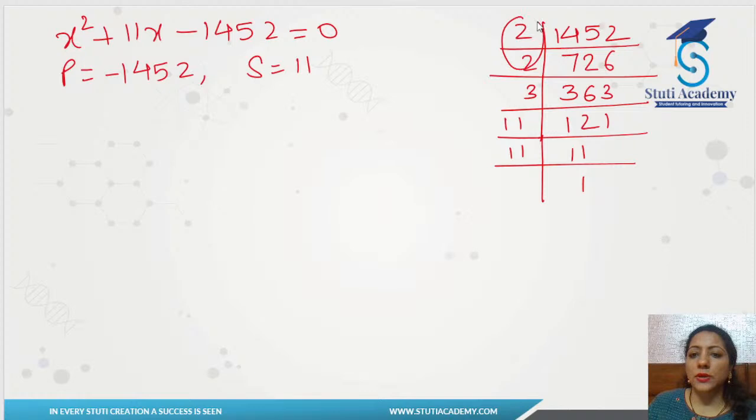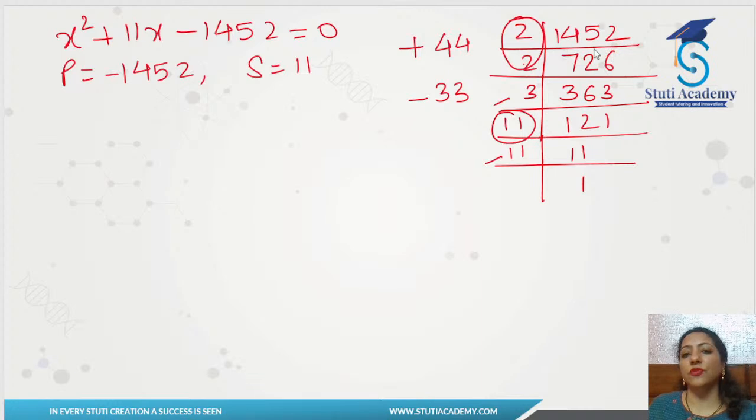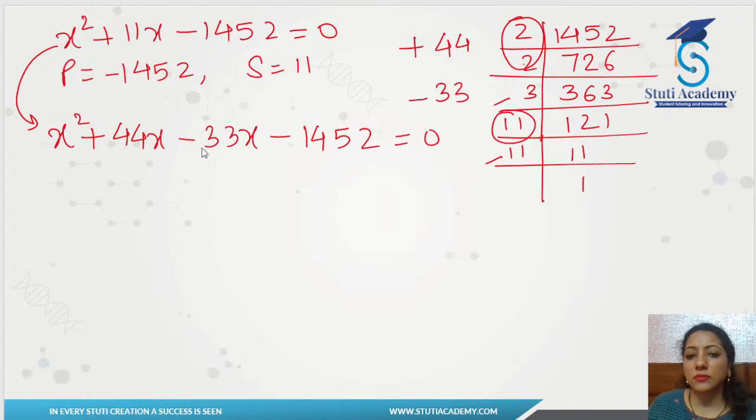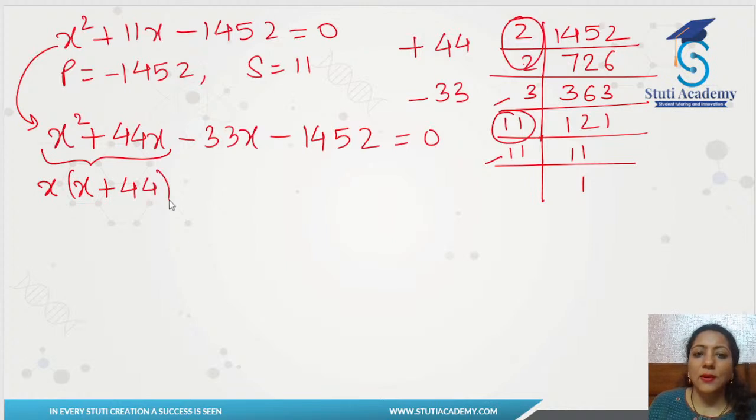So if we take 2 into 2, 4, 4 into 11, 44, and 3 into 11, that is 33. 44 into 33 will give us the product 1452. If we take this positive and this negative, this is going to give me the product minus 1452 and will give me the sum 11. So this can be written as x square plus 44x minus 33x minus 1452 is equal to 0. So we can just split this and write this as 44x minus 33x.